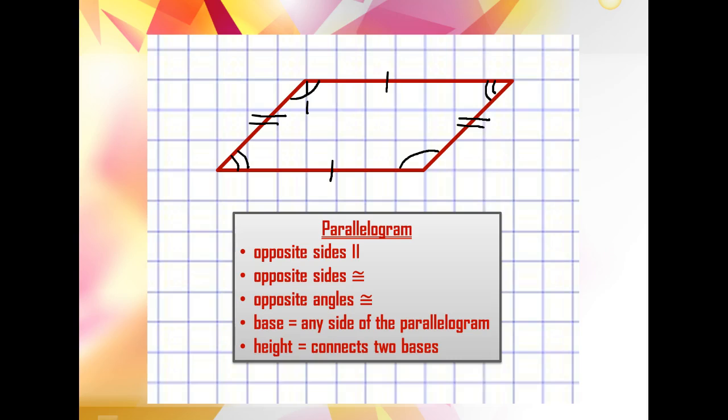In a parallelogram, the base can be any side of the parallelogram, and a height connects the two bases together. In this example, we can see that we would consider the top and the bottom to be the bases, and the dotted line is the height. A height and a base always meet each other at a right angle. They are always perpendicular to each other.